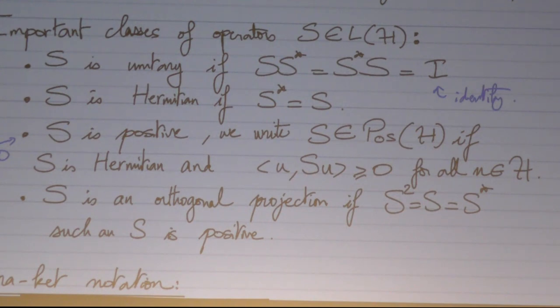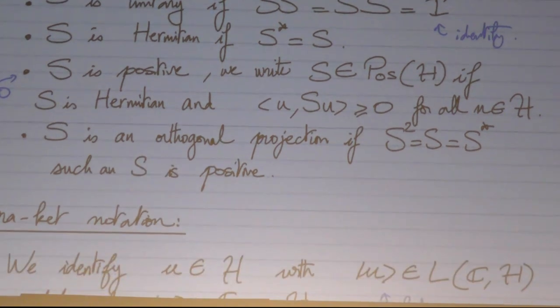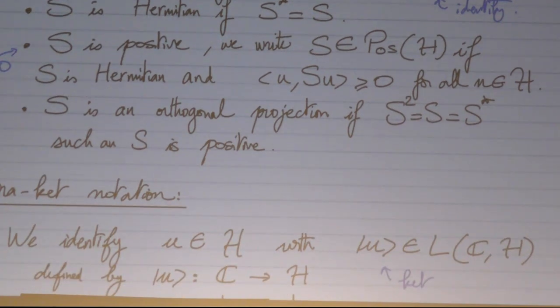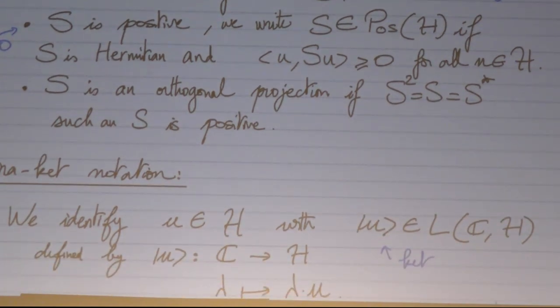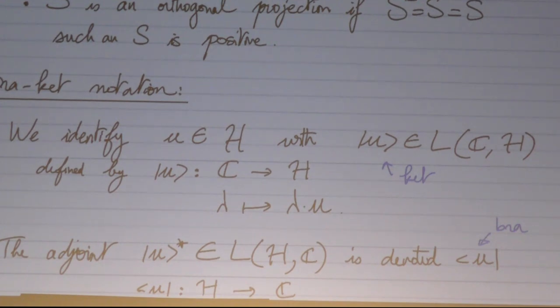Then there are some important classes of operators that I'm going to be considering. Unitary operators are the ones for which the inverse is the adjoint. Hermitian operators are self-adjoint, and positive operators will play an important role: these are Hermitian operators which have non-negative eigenvalues. Projections satisfy S squared equals S.